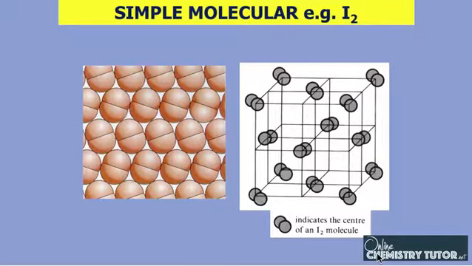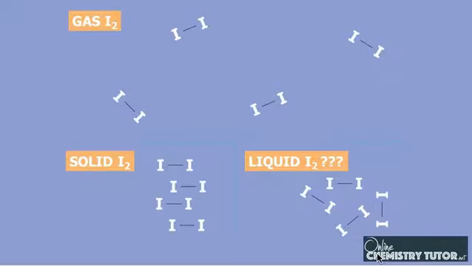Iodine is another example that you need to be aware of. So again, in the solid state, the iodine molecules form a regular pattern. Again, a type of 3D lattice. And just like before, iodine in the solid has a regular pattern. In the gas, the molecules are free to move. I've also referred to liquid. I put question marks in there because you might be thinking, well, doesn't iodine sublime? Doesn't it go straight from solid to gas?